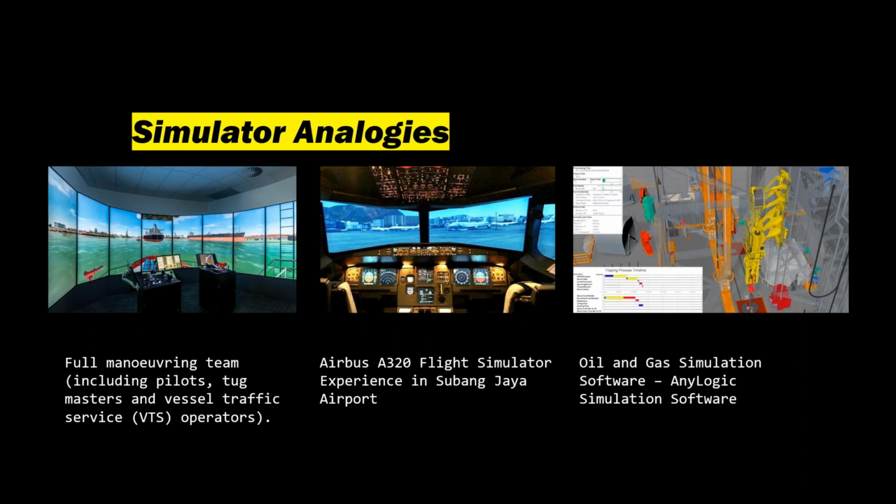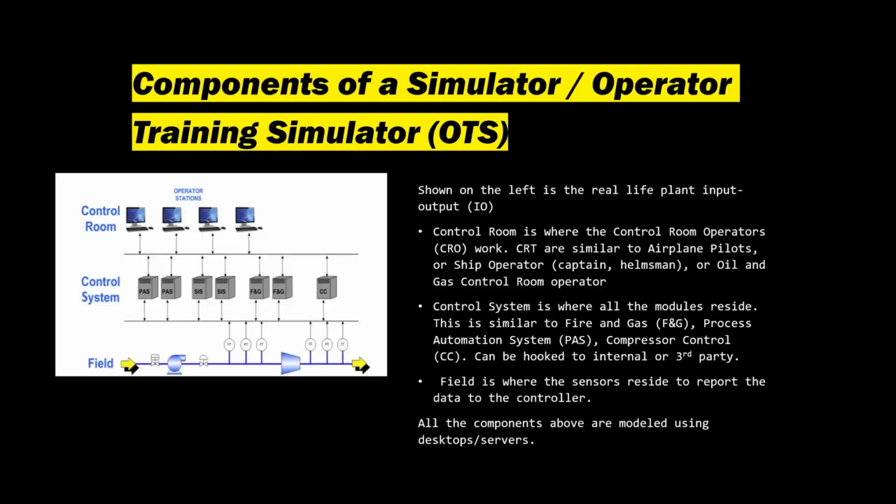Okay, we are done with the simulator analogies. Now we are going to go to the components of a simulator. Okay, this is the generic component of a simulator, or formally we call it an operator training simulator, OTS. If you search for the word simulator in Google, you are going to find a lot of irrelevant things, mostly driving simulators. It might not be relevant to you, but if you search operator training simulator, you are going to see a lot of things that relate to our work in plants.